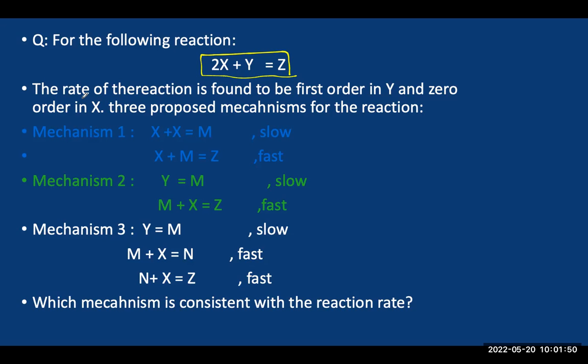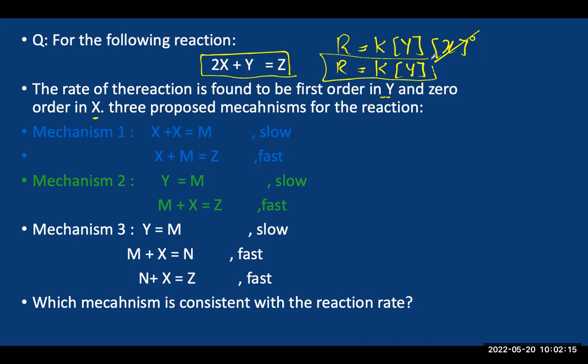But the rate of the reaction is found to be first order in Y and zero order in X. So it means the rate for the reaction equals k times Y to the power of 1 and X to the power of 0. Power 0, so we can cancel this one. So it's k times the concentration of Y to the power of 1. So this is the rate of the reaction.